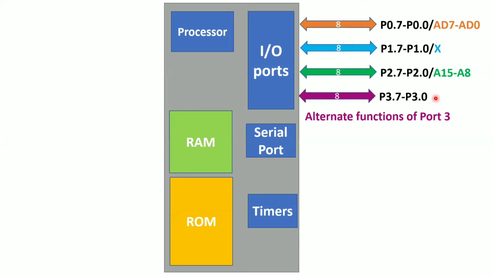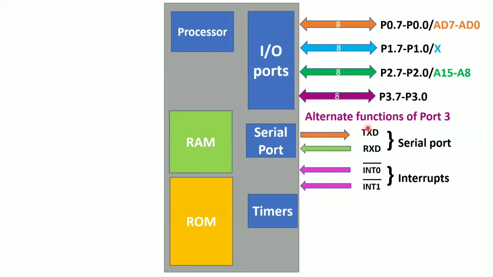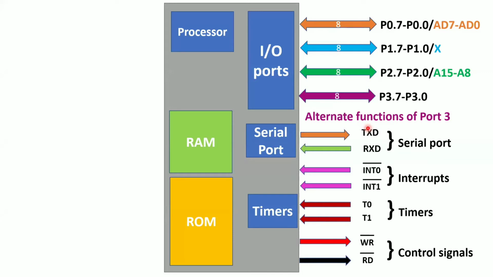Now coming to port 3. If you look at port 3, it is also a bidirectional input output port, and it is also having alternate functions. But here there are many alternate functions for your port 3. So what are these alternate functions here? It consists of serial port pins, that is TXD and RXD, and the next one, it consists of interrupt pins, INT0 and INT1 external interrupt pins, and there are timer inputs T0 and T1 for the two timers, and the last one is control signals. So these are the 8 different additional functionalities port 3 is able to perform, right?